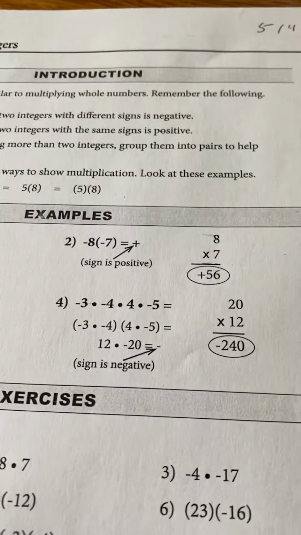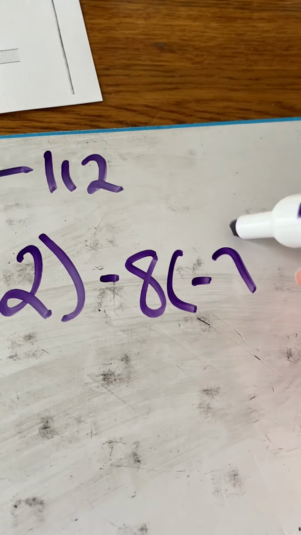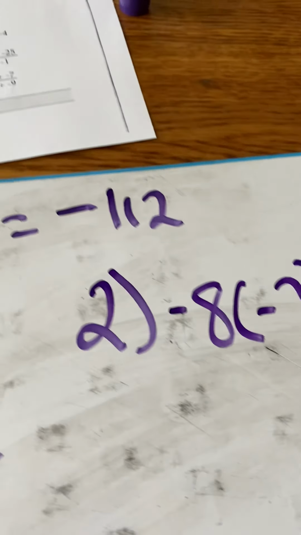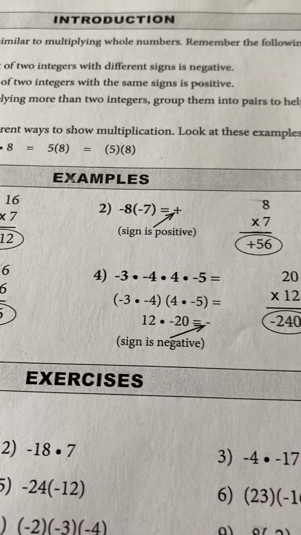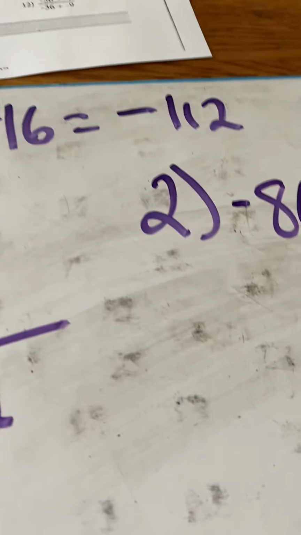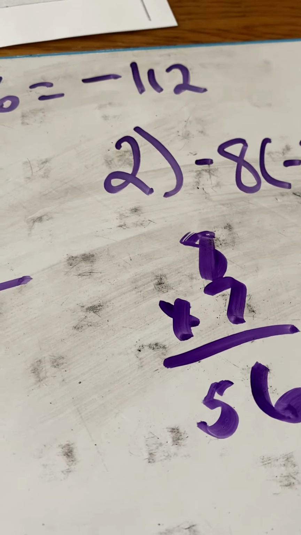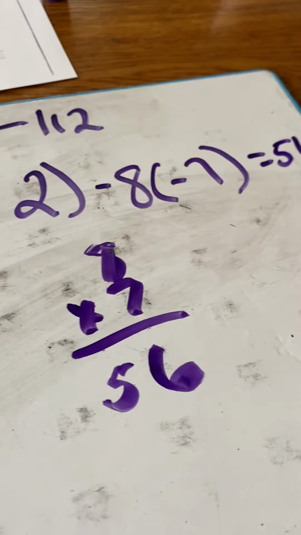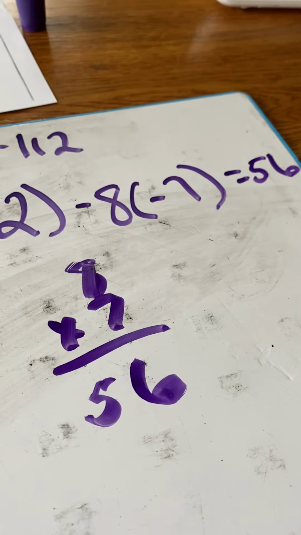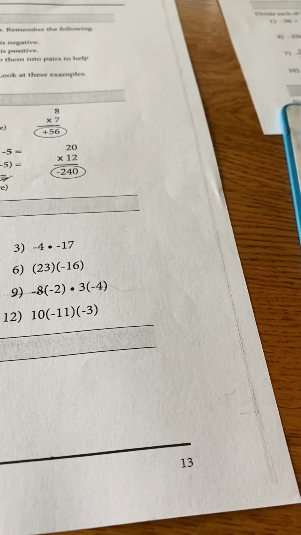Moving on to the second example, number 2. We've got negative 8 times a negative 7. Now they decided to use parentheses, totally fine. Now we have a negative and a negative, so that means our answer is going to be positive. So I know that I'm going to have a positive number. So all I'm going to do is 8 times 7. That gives me 56. My answer is a positive 56. 2 negatives equal positive. Don't let the parentheses fool you. Parentheses means multiplication.